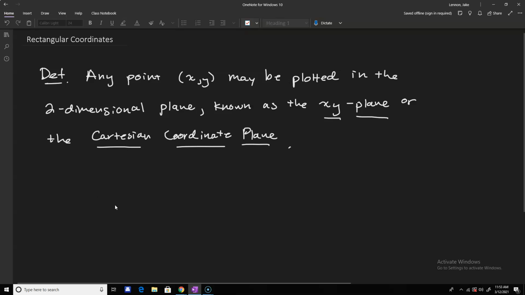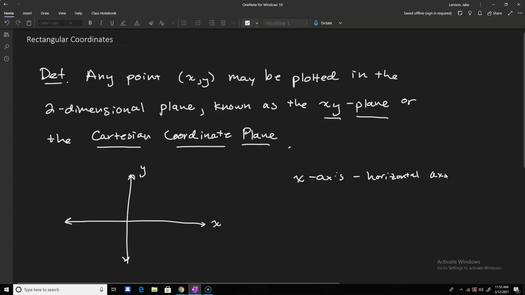Anyway, so here's how it works, right? Basically, the x-axis is the horizontal axis and the y-axis is the vertical axis. Maybe I should use a colon. A colon's better than a hyphen here, right? Hyphens in math, you start thinking subtraction.